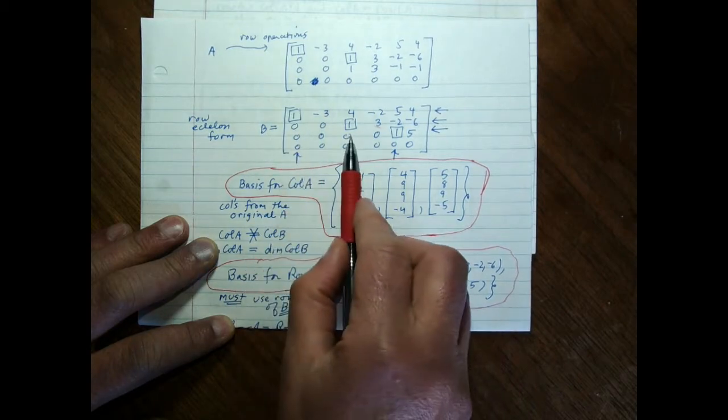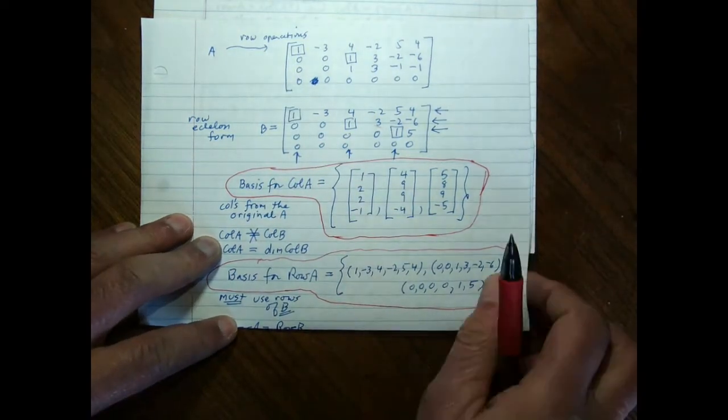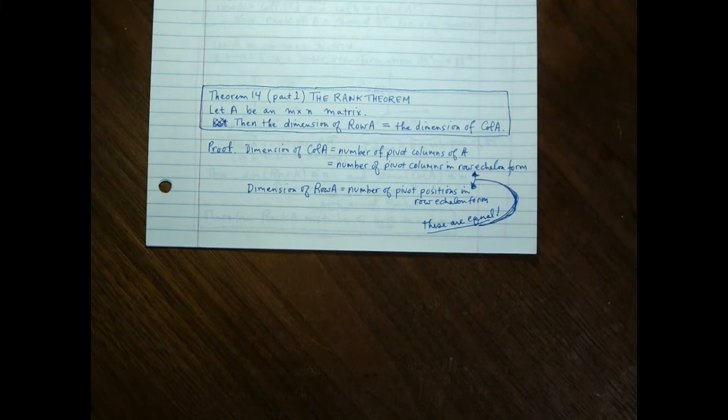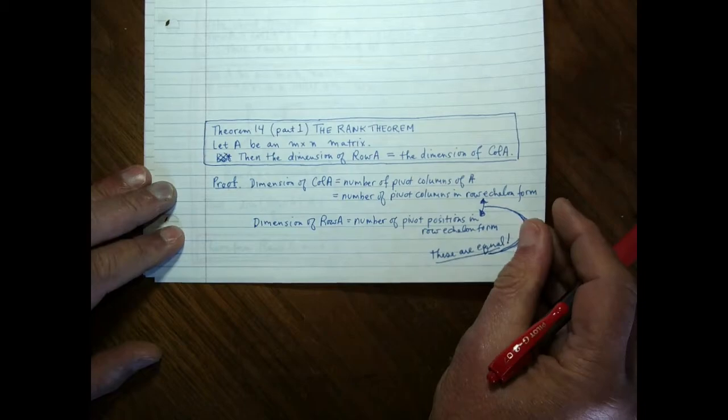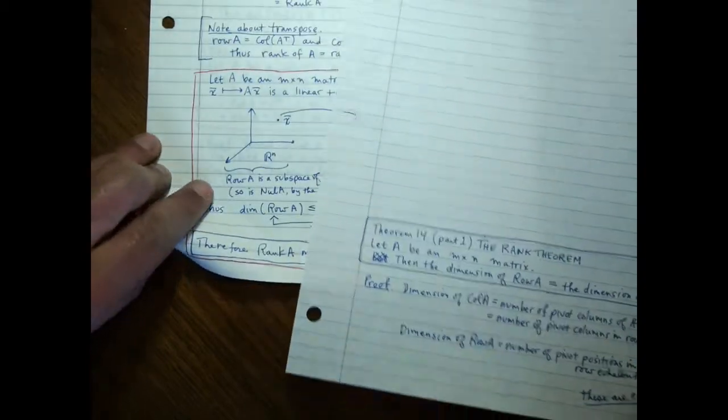So the dimension of the column space and the dimension of the row space of a matrix are always equal. That's part 1 of the rank theorem. Now, moving to the next page.